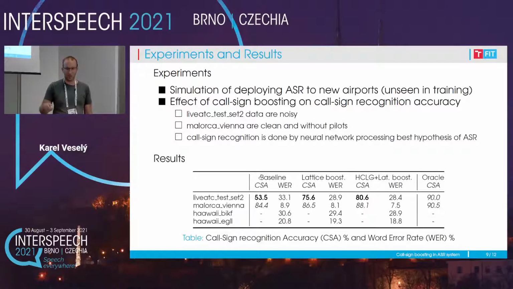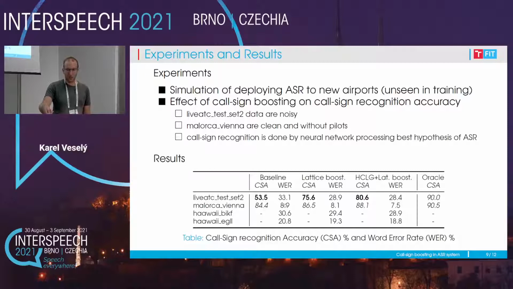In this study we used a system for the call sign recognition, which is a neural network which gets the word sequence from the ASR and identifies this compressed format of the call sign. I think there might be some ASRU paper describing how they do it exactly. And here you can see that for the word error rate there is this LEAF ATC test set 2. It's a bit noisy. That's what we collected and transcribed in the project.